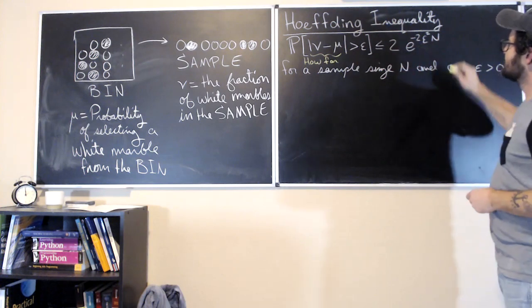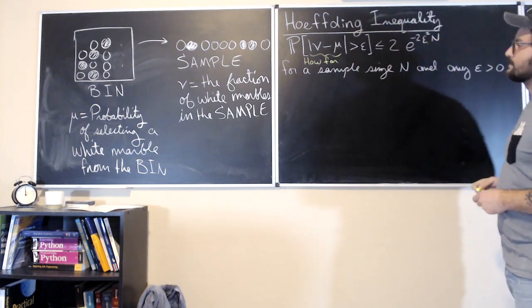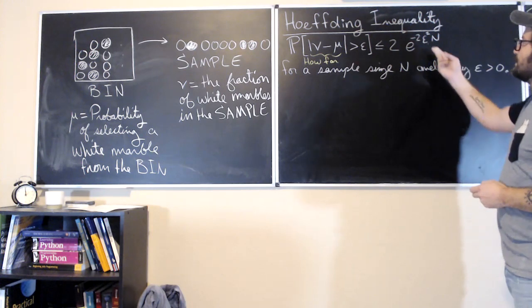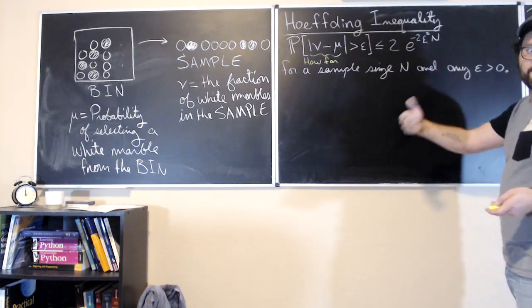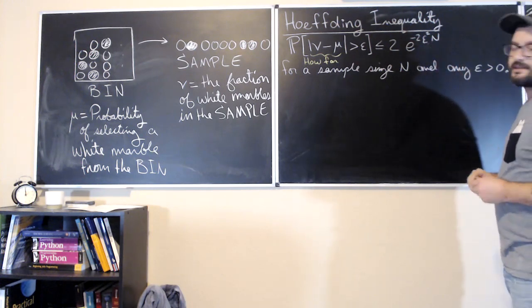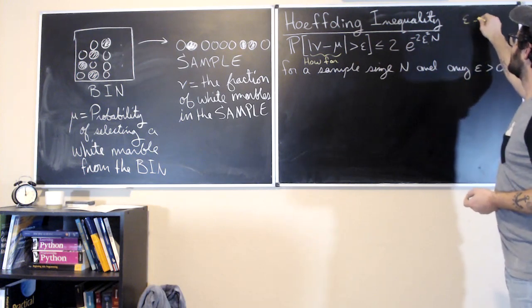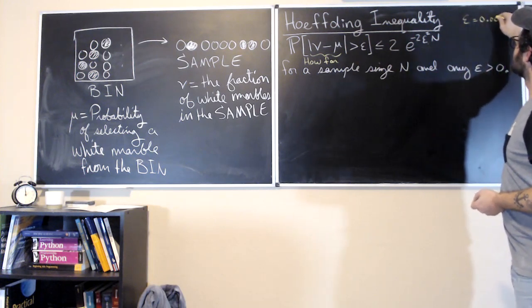However, epsilon is typically going to be some small number, right? Like epsilon could be like 0.001.